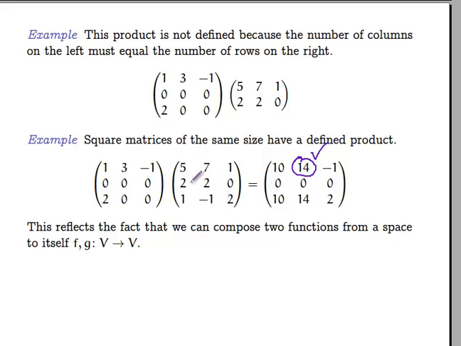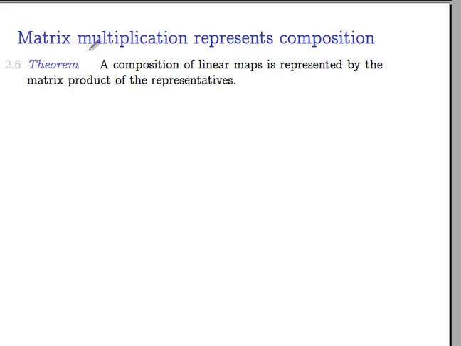The fact that you can multiply matrices reflects the fact that you can always compose functions from a space to itself. If F maps V to V, then I can apply G to the result because G also maps V to V. Now, matrix multiplication represents composition. Composition of linear maps is represented by the matrix product of their representatives. We showed that for a particular example above, and now we state the proof.